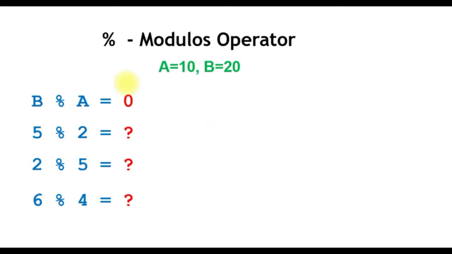Example, B modulo A. Bakit siya naging 0? B is 20, A is 10. 20 divided by 10. Ilan ba ang naiwan kapag dinivide mo si 20 ng 10? Compute natin. 20 divided by 10 is 2. 2 times 10 is 20. So, 20 minus 20 is 0. So, the answer is 0.